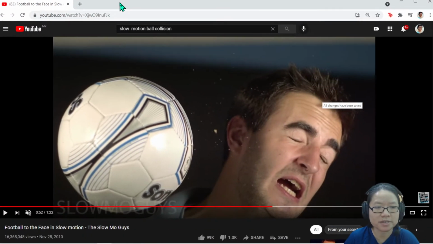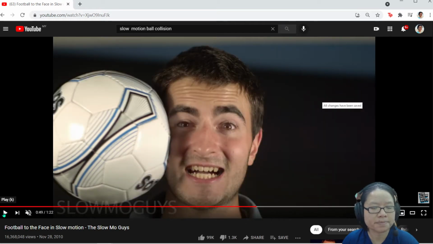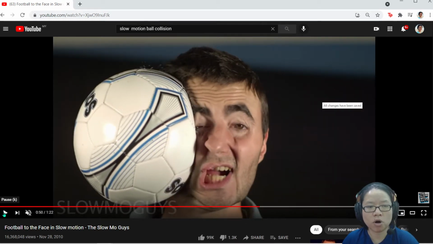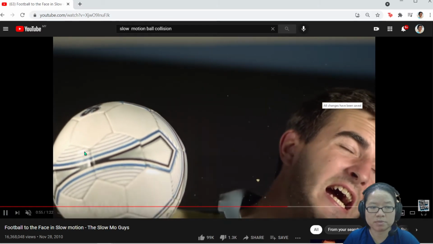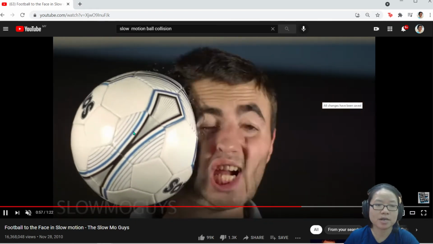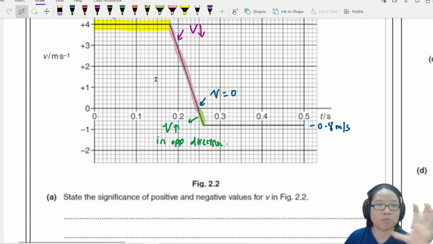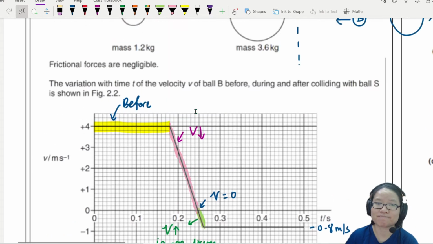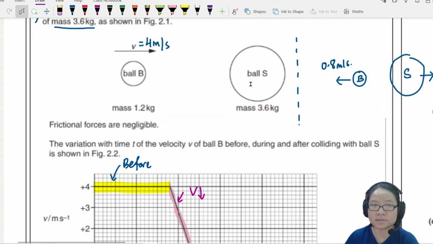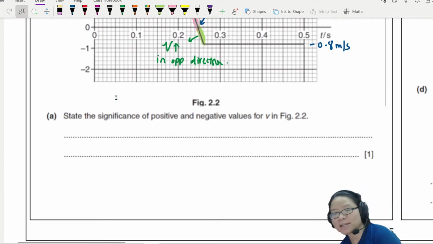I'm going to rewind this a bit so you can see. At this point, notice that the ball actually moves backwards a bit. You can see the ball is moving backwards a bit before gravity pulls it down. There's a slight push in the opposite direction. So this is what is happening: when the ball is in contact with the face, the face will slow the ball down and push it in the opposite direction. So when ball B is in contact with ball S, that contact force will cause ball B to change direction. All right, so let's start with part A of the question.